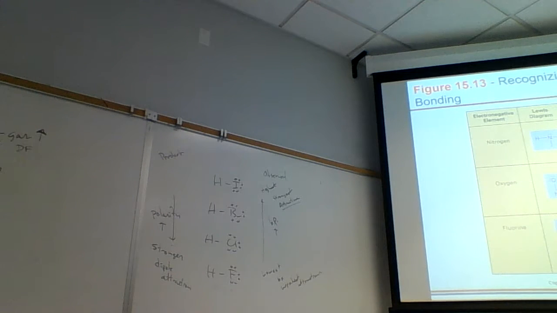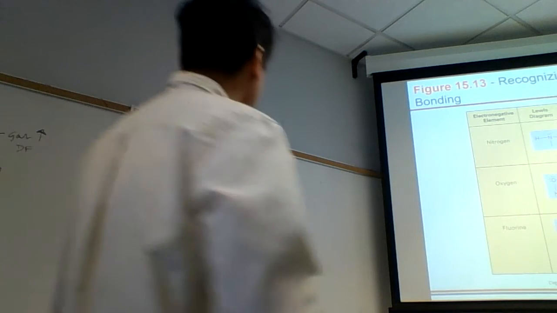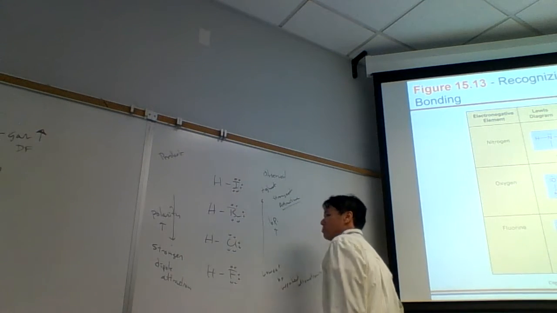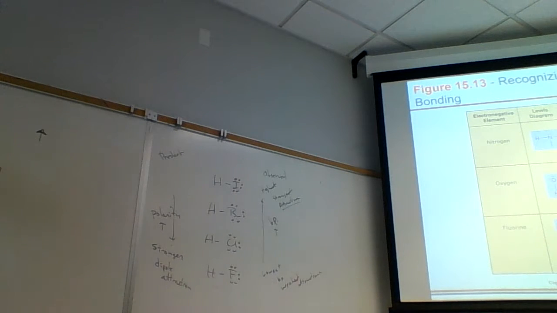And so what it boils down to is this. The reason why HI has the highest boiling point, even though it's the least polar and has the weakest dipole, is because of the instantaneous dipole. So we have something like this. If we look at HI, this would be the average dipole. And then we look at HF, this would be the average dipole.